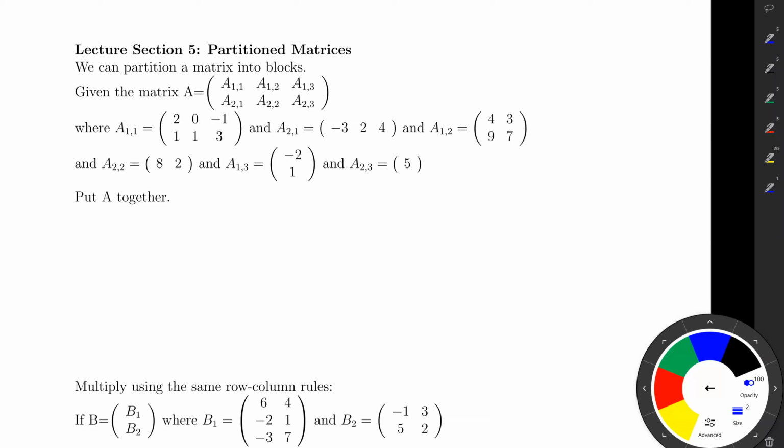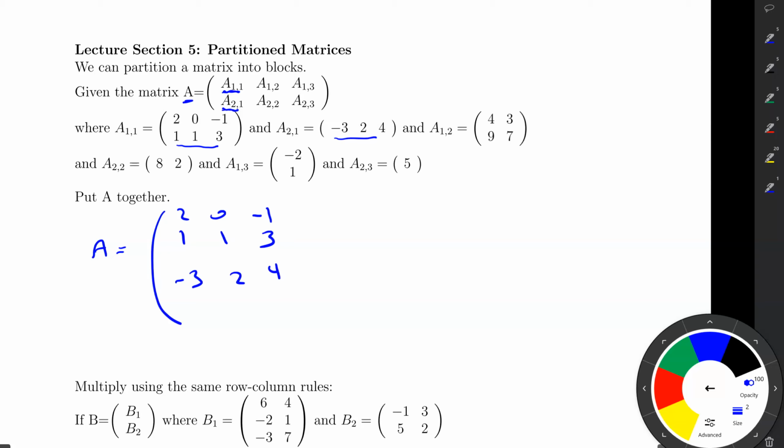So we move to partition matrices, where we've got a matrix A here defined in terms of other matrices. Notice this matrix A11 is given here, and this matrix A21 is given here. A11 means row 1, column 1. A21 means row 2, column 1. So let's put the matrix A together, putting A11 in, and then A21.